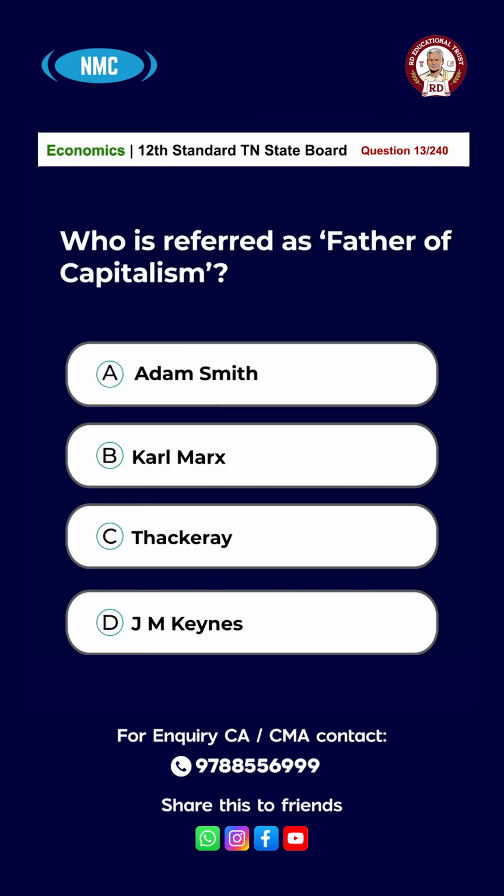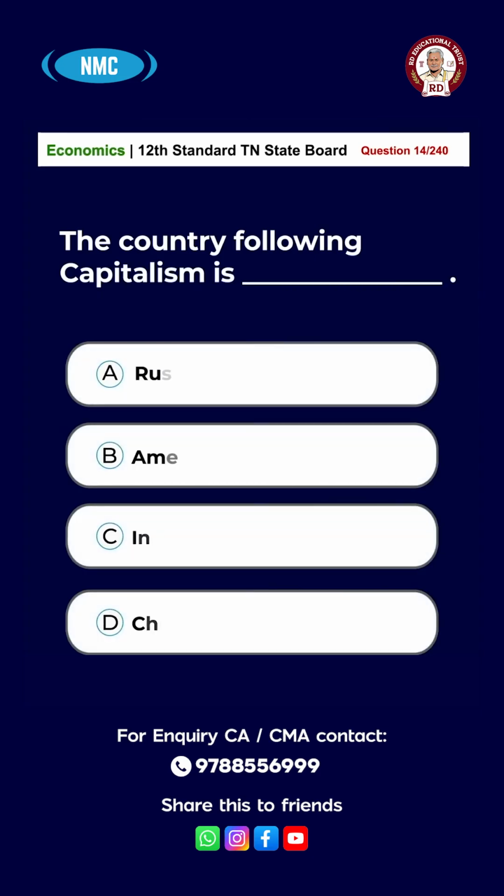Question number 13. Who is referred as the father of capitalism? A. Adam Smith, B. Karl Marx, C. Thackeray, D. James Keynes. The answer is option A, Adam Smith.